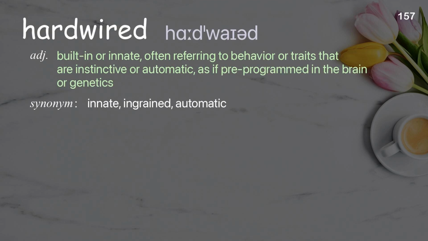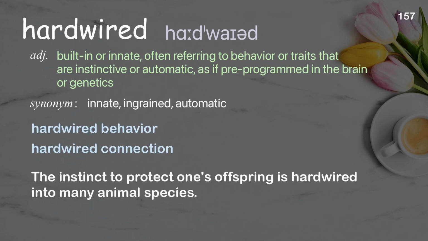Hardwired. Built-in or innate, often referring to behavior or traits that are instinctive or automatic, as if pre-programmed in the brain or genetics. Examples: Hardwired behavior. Hardwired connection. The instinct to protect one's offspring is hardwired into many animal species.